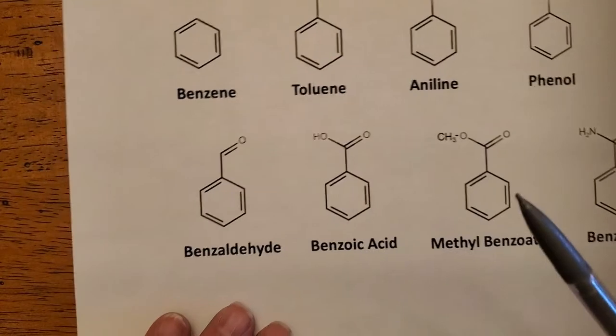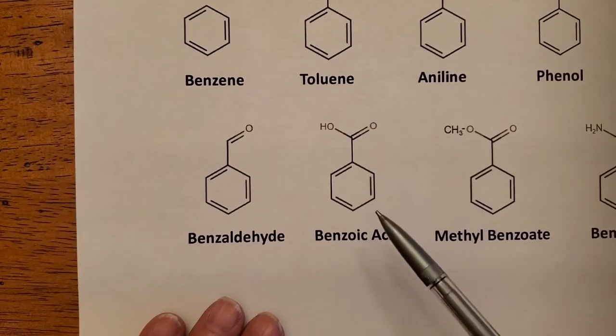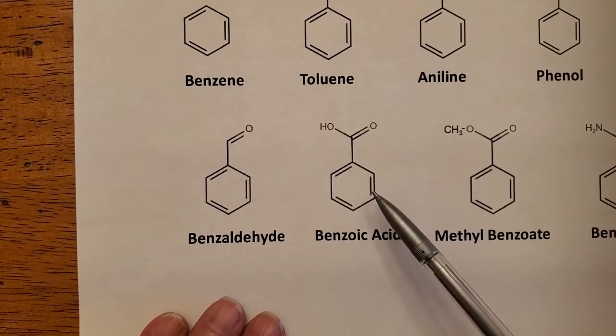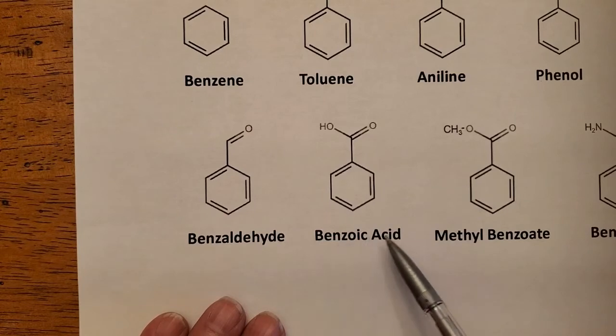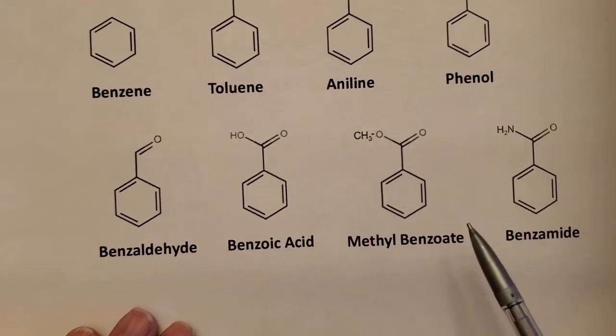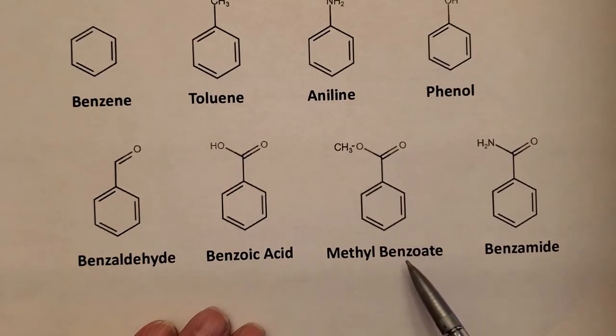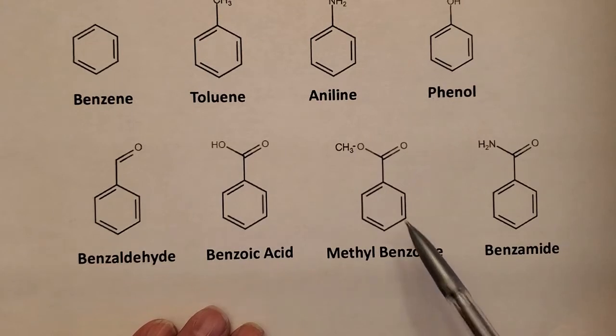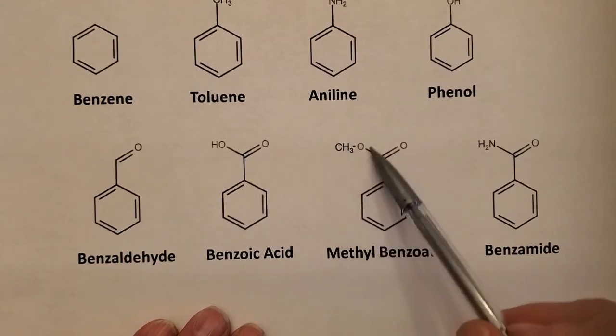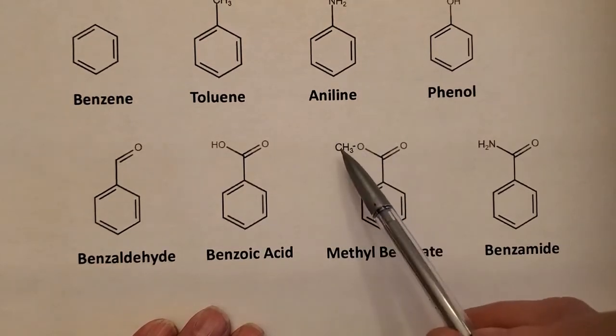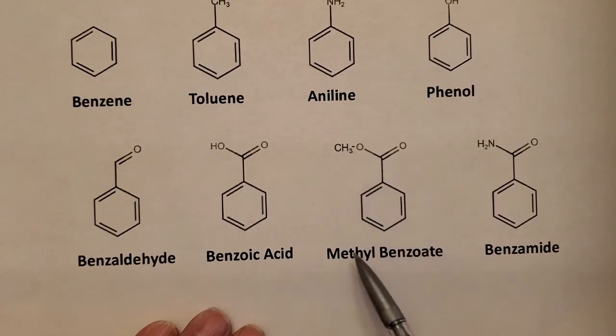Now, the aromatic carboxylic acids and esters are a little bit different. Aromatic carboxylic acids end in benzoic acid, and aromatic esters end in benzoate. So once again, you have to identify the alcohol involved, and in this case, it's methyl. So this is going to be methyl benzoate.